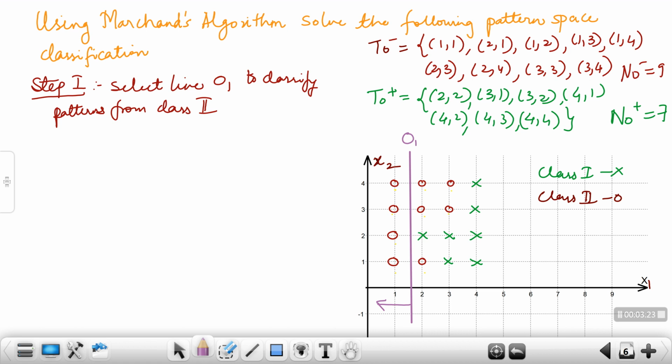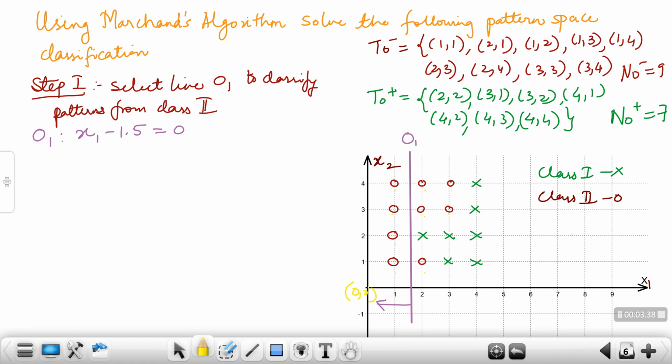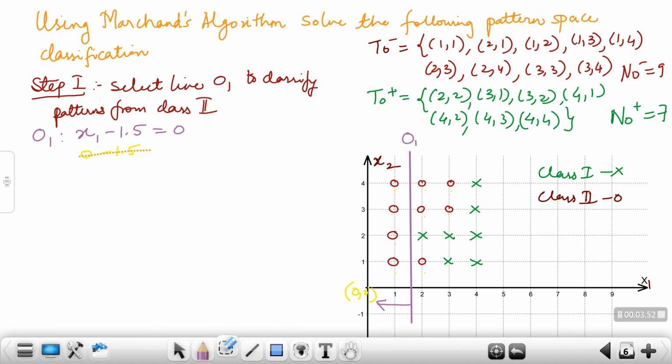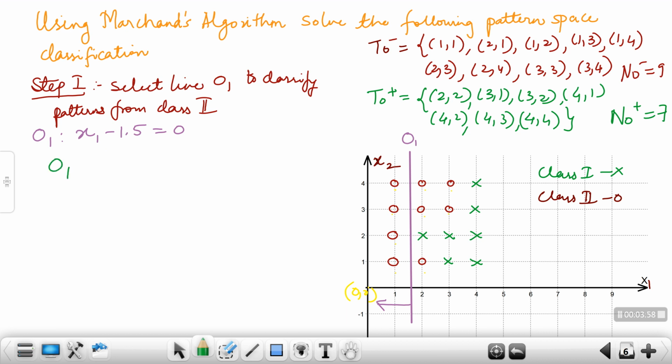So what is the equation of this line? Very simple. O1 is nothing but x1 minus 1.5 is equal to 0. Now you have to check with a test point, the point (0,0), whether it is lying on the side of the region. Yes, it is lying on the region side. But when you substitute, you get minus 1.5, which is not correct. So I need to change the sign of this equation. After changing the sign, I get the equation for O1 as minus x1 plus 1.5 is equal to 0.